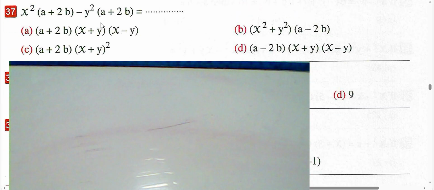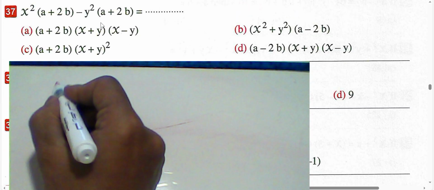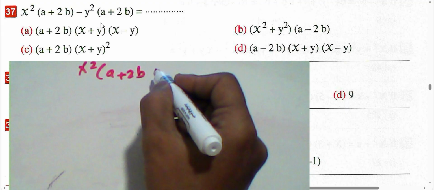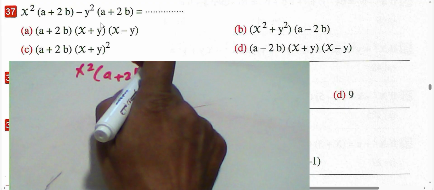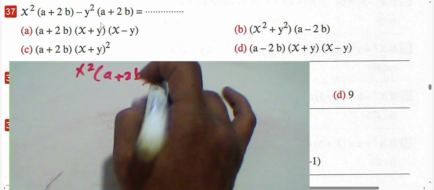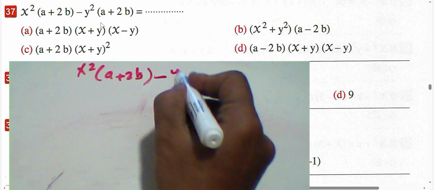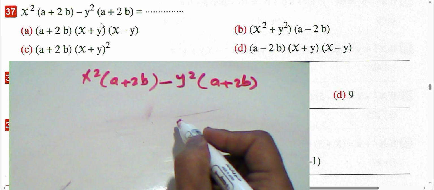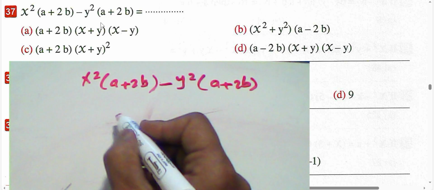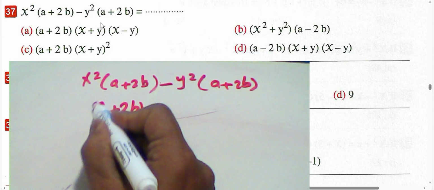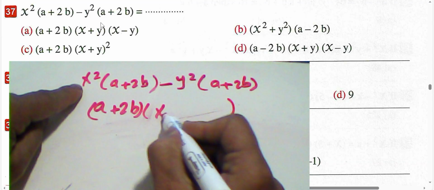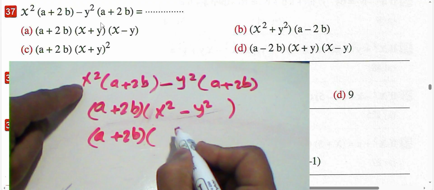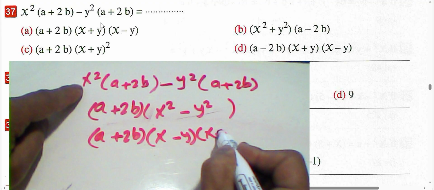Next question. x power 2 product by a plus 2b, minus y power 2 product by a plus 2b. We have an expression that is repeating. We can write a plus 2b as a common factor between the two expressions. Then write x power 2 minus y power 2, and then complete: a plus 2b product by x minus y product by x plus y.